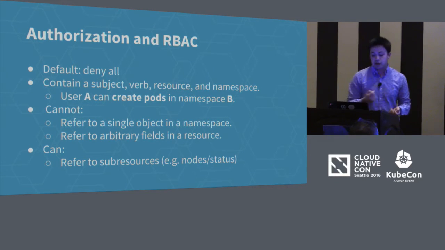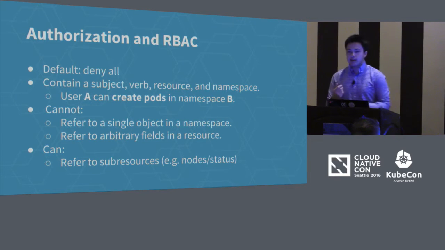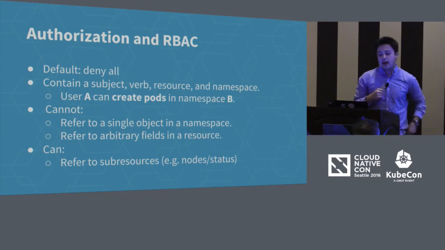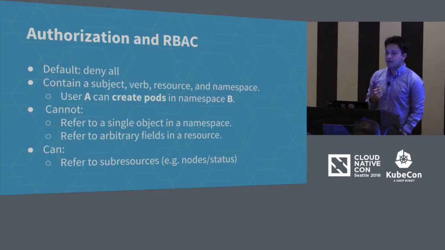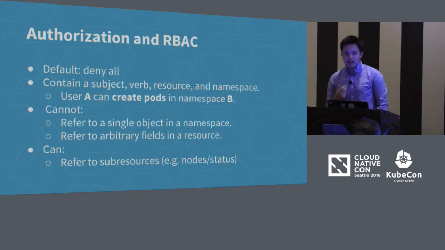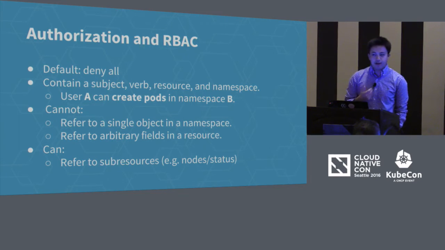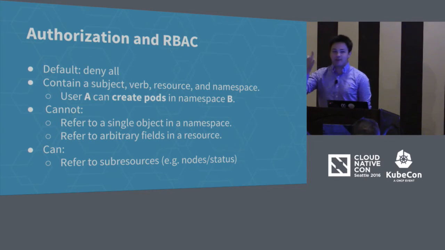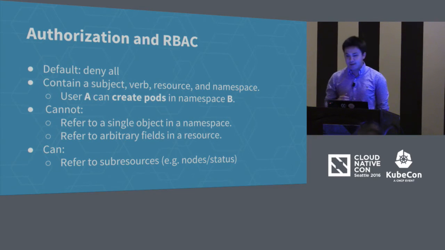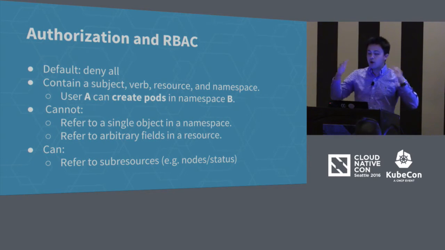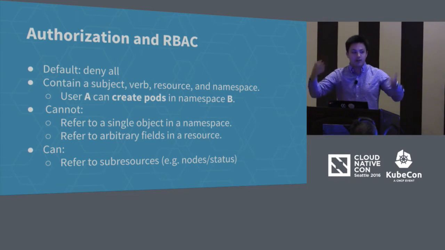So what you can do is you can refer to sub-resources. So you can say, this person can edit the status of a node, but they can't edit its spec, right? That's incredibly useful when you start thinking about all of the cool things that come with sub-resources. So like pods, I think proxy is one, or pods exec. So when you are setting up these, you also have to whitelist the sub-resources. And that's intentional because some of them can be very dangerous.